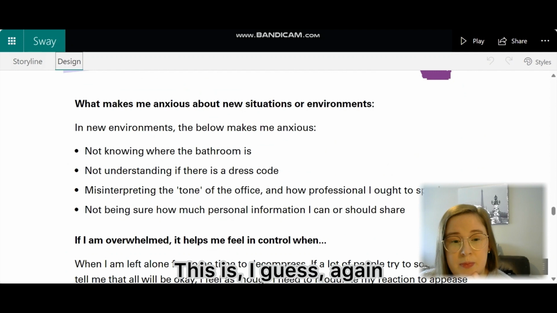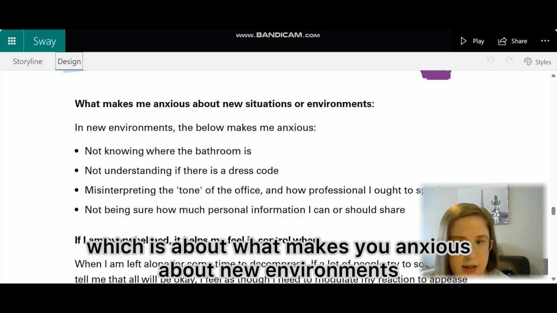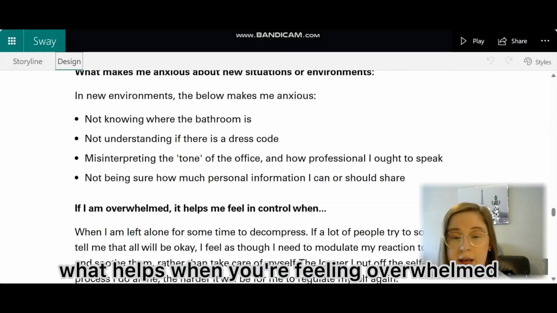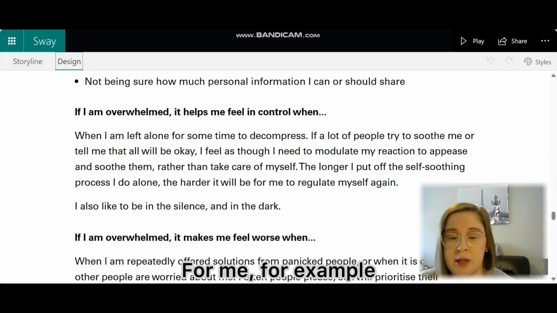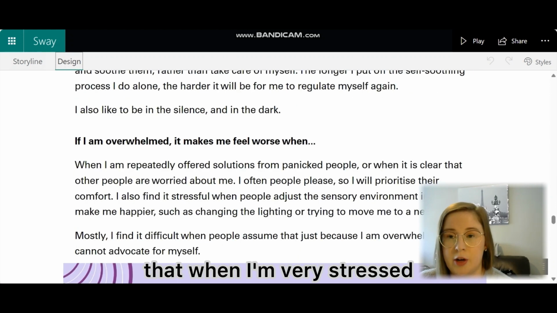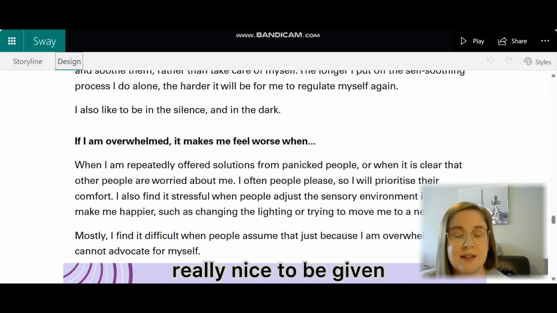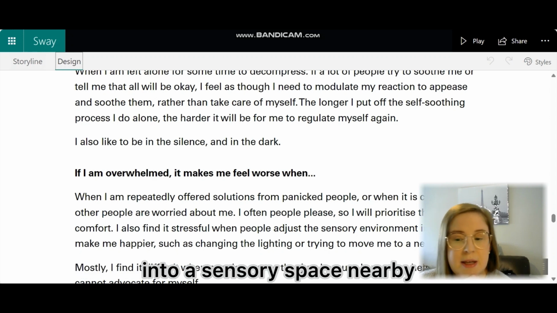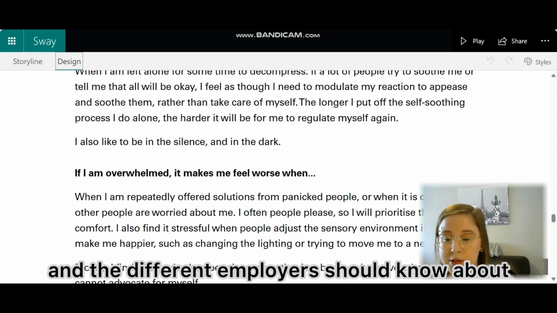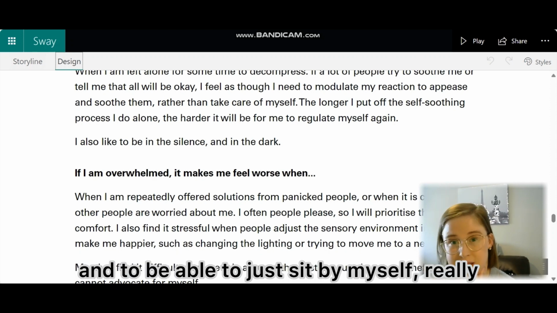This is, again, a bit of pre-information before you start, about what makes you anxious about new environments, what helps when you're feeling overwhelmed, and what makes you feel worse. For me, I know it can be a tendency that when I'm very stressed and overwhelmed, people try to comfort me. Usually I don't need comfort, I need space. So it can be really nice to be given that space and room to go into a sensory space nearby, which there are on campus and the different employers should know about, and to just sit by myself really.